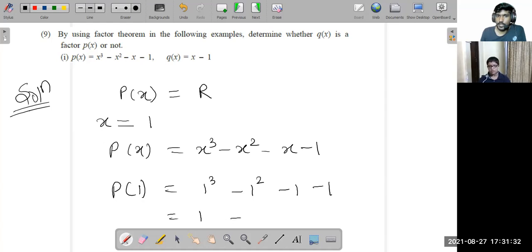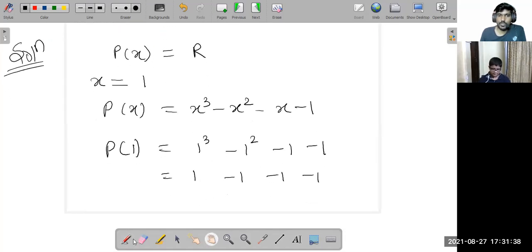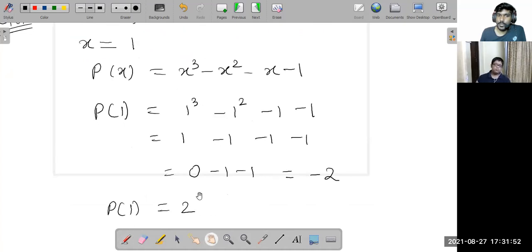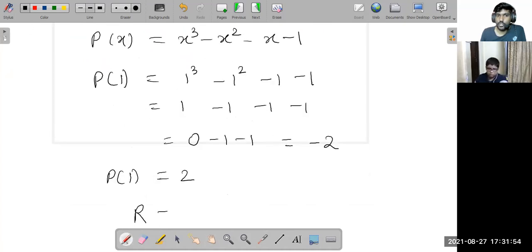So 1 minus 1 minus 1 minus 1. So this will be 0 minus 1 minus 1, and minus 1 minus 1 is -2. So the value of the polynomial is -2. Sorry, -2. That means the remainder is -2.